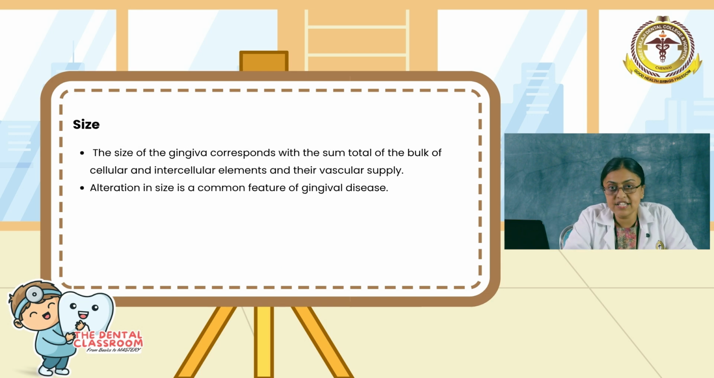Now moving on to the size of the gingiva. The size of the gingiva corresponds with the sum of the total bulk of cellular and intercellular elements and their vascular supply. Alteration in size is a common feature of gingival disease.